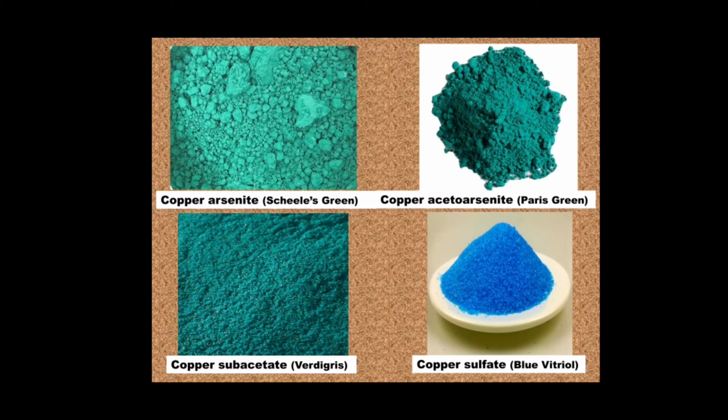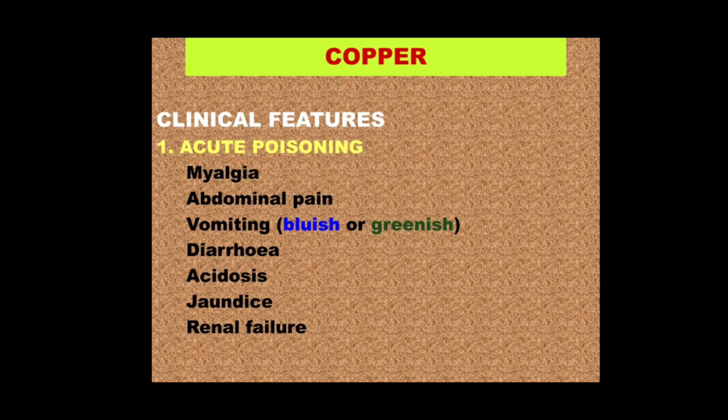With regard to poisoning, if there has been acute overdose, or I should say acute ingestion of excess of any of these derivatives, there can be manifestations like muscle pain, myalgia, abdominal pain with vomiting. And the vomitus is characteristically bluish or greenish. An important point to remember, don't confuse it with bile, which is sometimes vomited out and that looks slightly greenish, but here it is quite distinctively green or blue depending on the salt. There is also diarrhea, severe acidosis, liver damage with jaundice, renal failure, all kinds of problems.